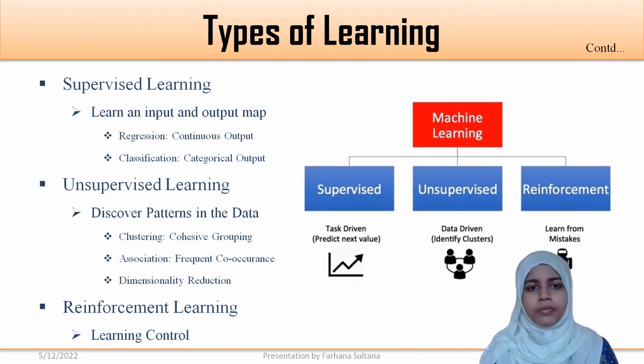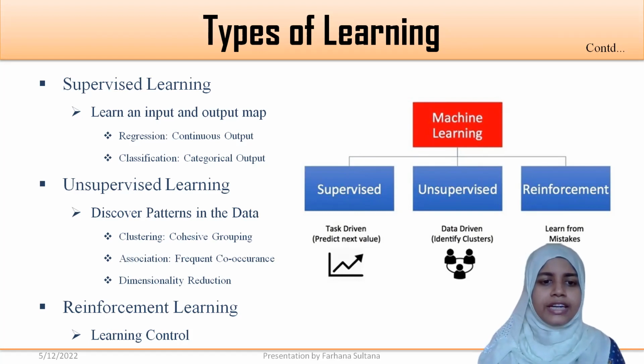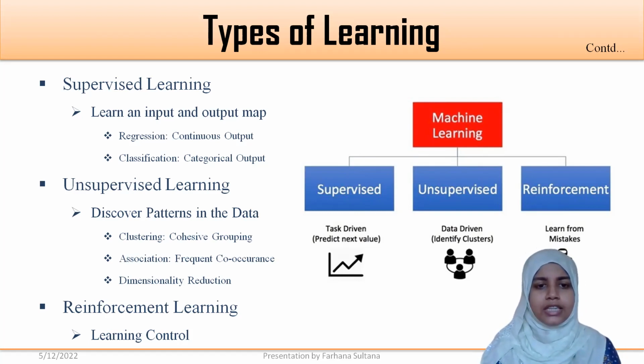In case of unsupervised learning, there is no labeled data or output. Discovering the patterns in the data is the major focus of unsupervised learning, and examples of unsupervised learning algorithms are clustering, association, and sometimes dimensionality reduction is also considered unsupervised learning. And reinforcement learning is learning control.